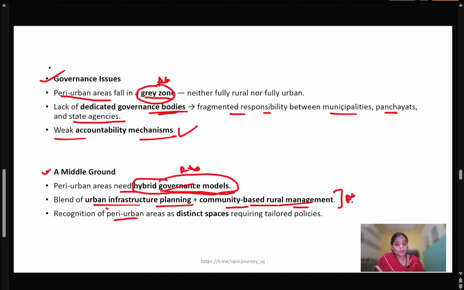Recognition of peri-urban areas as a distinct space requires tailored policy. We need to identify this area as a distinct space, which is not part of the urban area and not part of the rural area, so that proper attention can be given to these areas.